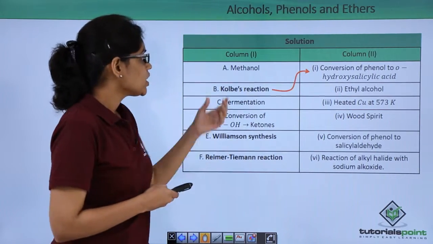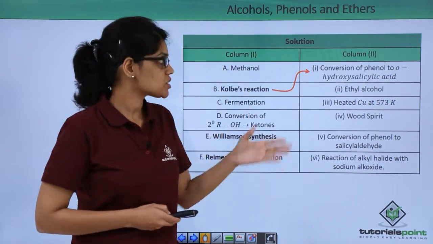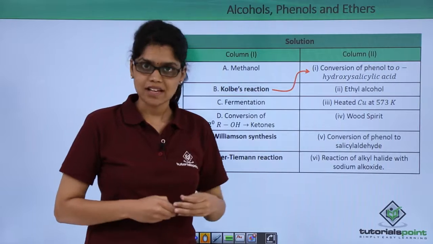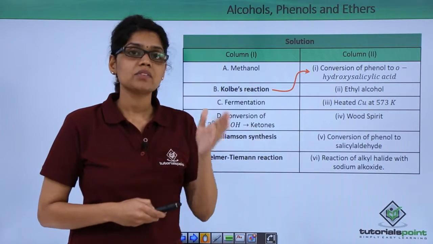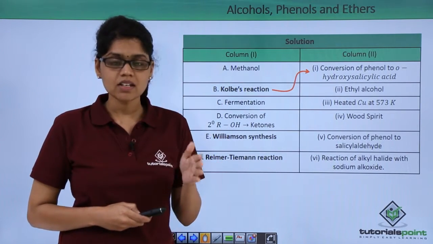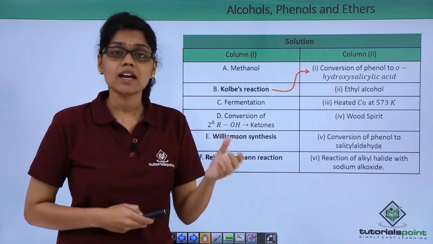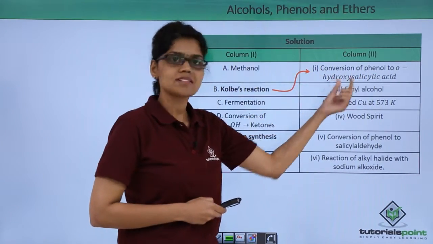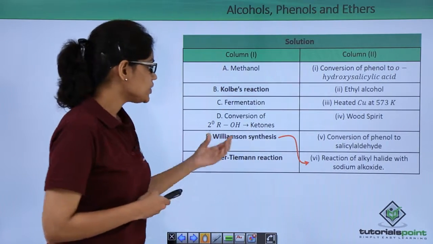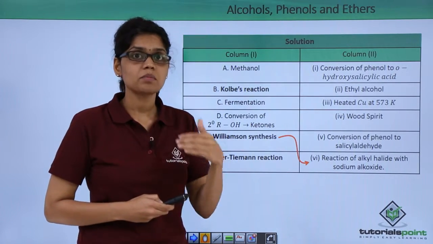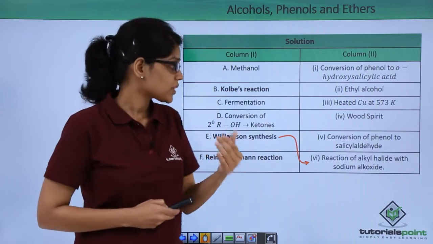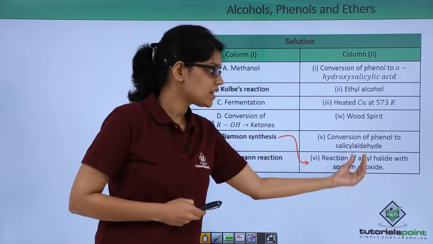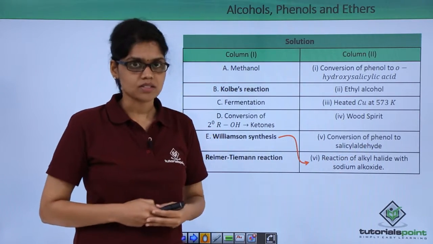For example, Kolbe's reaction is nothing but conversion of phenol to ortho-hydroxybenzoic acid, salicylic acid. We know that phenol gets converted to phenoxide, which being highly reactive reacts with a weak electrophile like carbon dioxide, giving us ortho-hydroxybenzoic acid. In case of Williamson synthesis, we know that it is a method to prepare ethers where reaction of an alkyl halide takes place with sodium alkoxide.